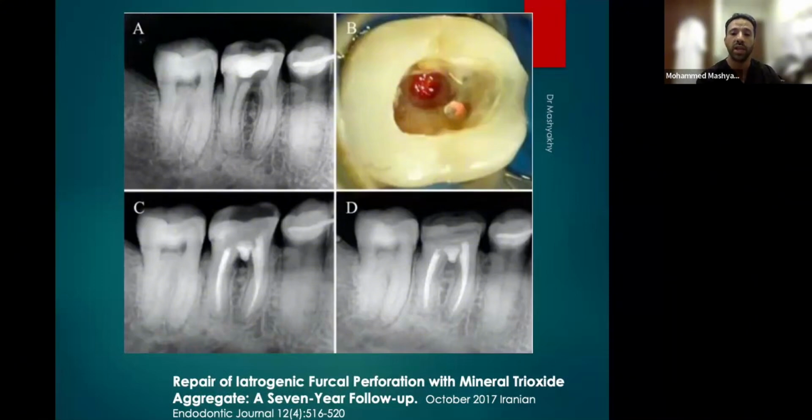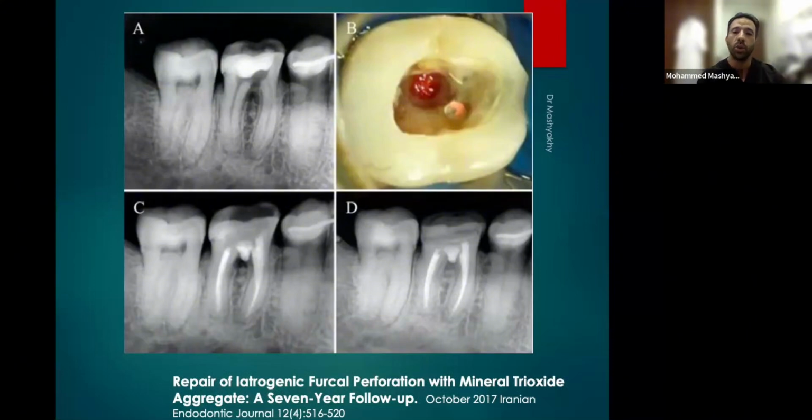So time, size, location: the bigger the size, the worse. But here, since you do it immediately, there is no time for the saliva and bacteria to come and contaminate. So it's better to fix it immediately whenever you have a perforation. Don't do this: you panic, you close it, you ask the patient to come after a week or two, and then it's going to be infected. So always try to address it at the same time, okay?